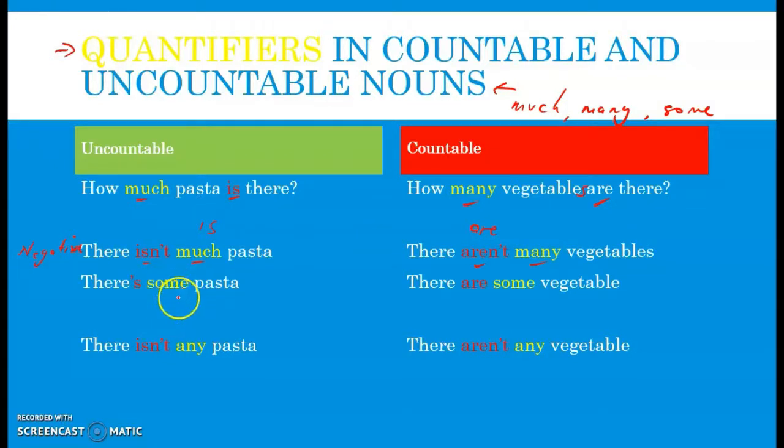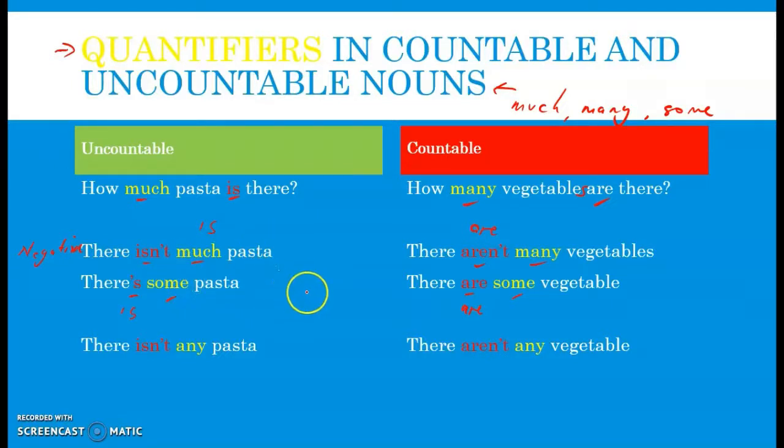However, for the quantifier some, both countable and uncountable use it similarly, except for the auxiliary verb. For uncountable, again the auxiliary verb is, and for the countable noun, the auxiliary verb we use is are. That is the only difference between uncountable and countable nouns in terms of the quantifier some.